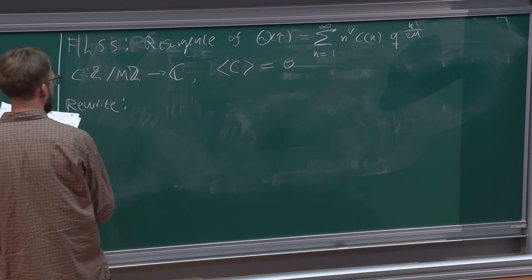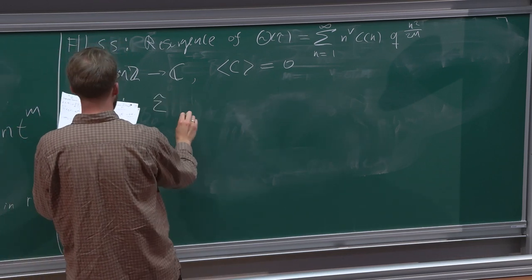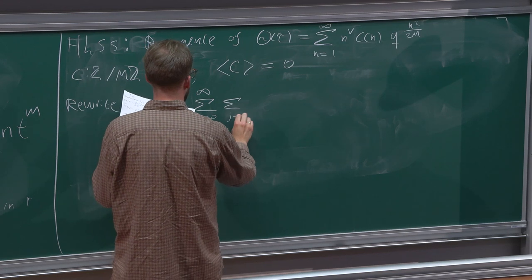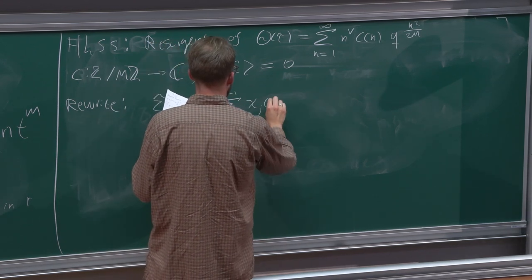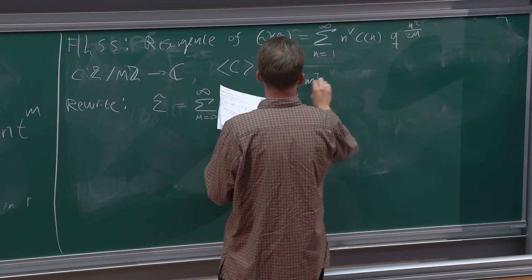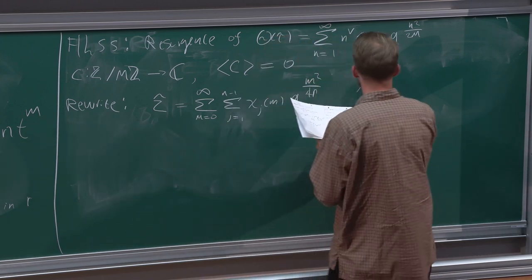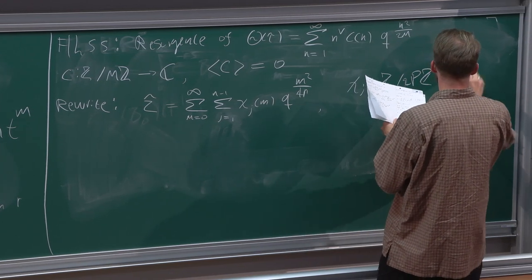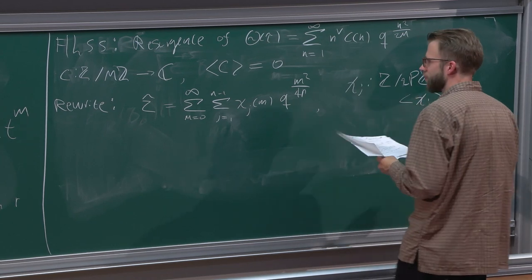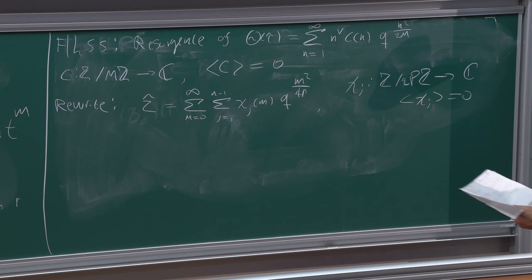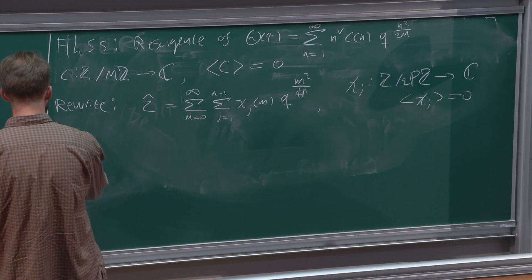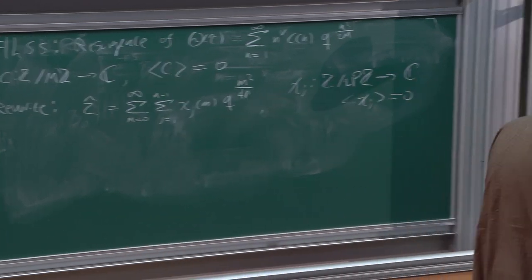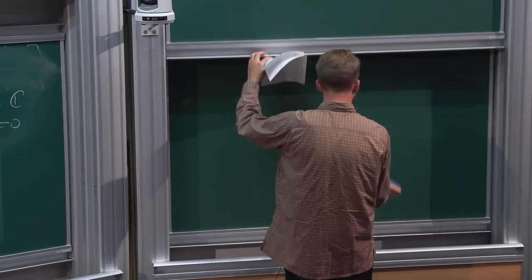One can actually rewrite our formula for the Z hat invariant in this case to some sum, again j equal to 1 up to n minus 3, of chi j of m, q to the m squared over 4p, where chi j is 2p periodic and of mean value equal to 0. Using this way of rewriting it, which is implicit here, maybe I write it over here. We arrive at the following conclusion.